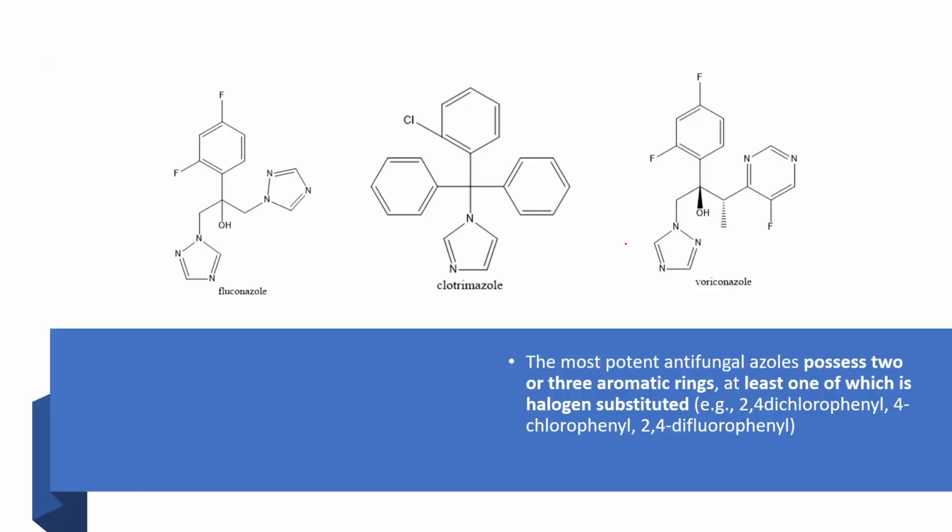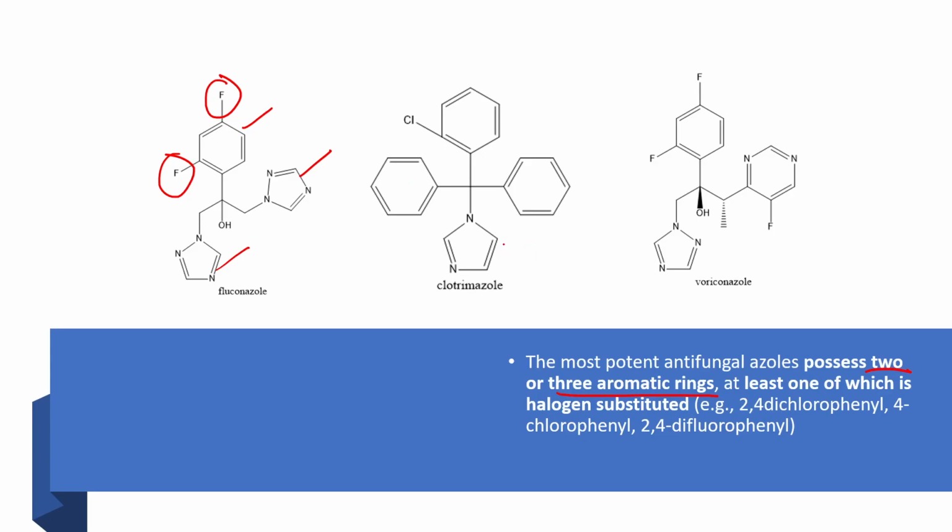Our first SAR is the most potent antifungal azoles possess 2 or 3 aromatic rings, with at least one of which is halogen substituted. So let's have fluconazole: 1 aromatic ring, 2 aromatic rings, 3 aromatic rings, and one of them is halogen substituted. Take for example this ring, it is substituted with fluorine twice.